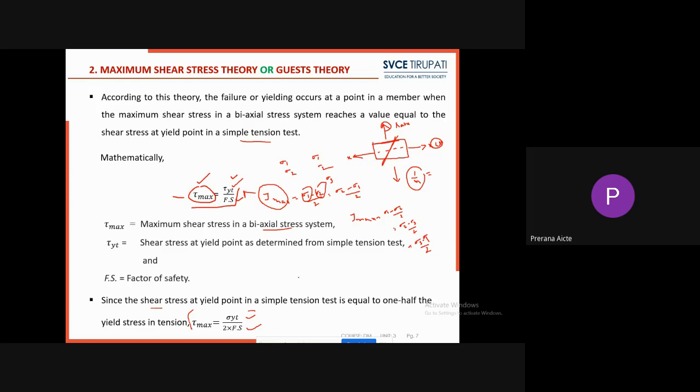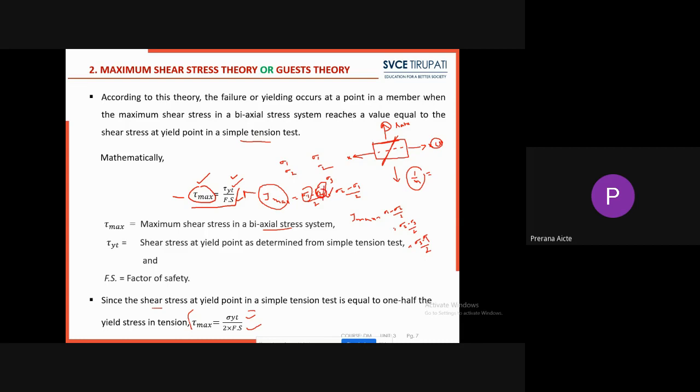They will give only the factor of safety value. They will not give any tau maximum value and sigma yt value. How are we going to calculate? First you calculate this tau maximum value. In biaxial plane, what is tau maximum value? Sigma 1 minus sigma 2 by 2. What is sigma 2? Sigma 2 is equal to 0.